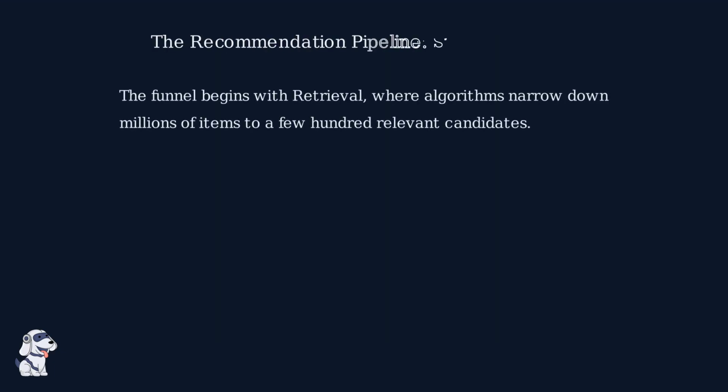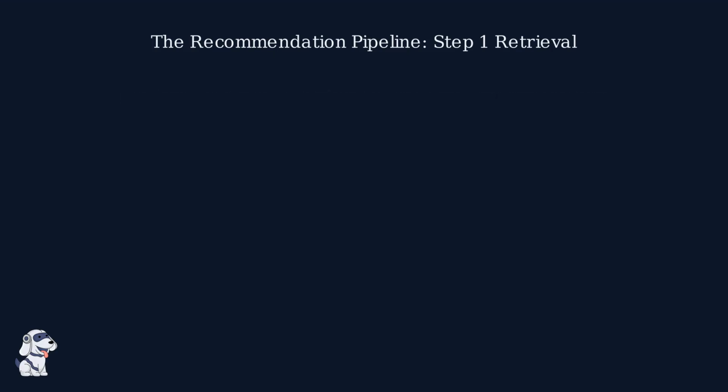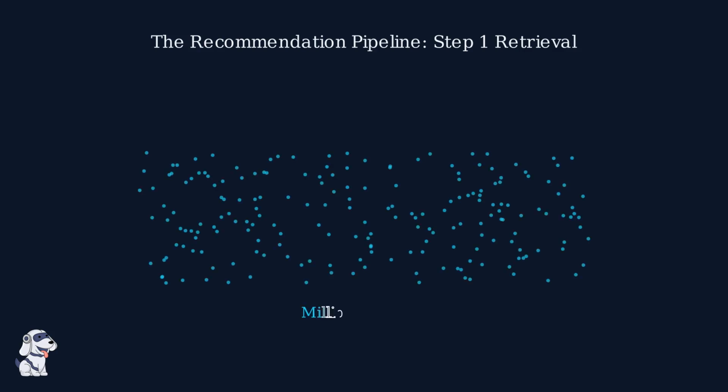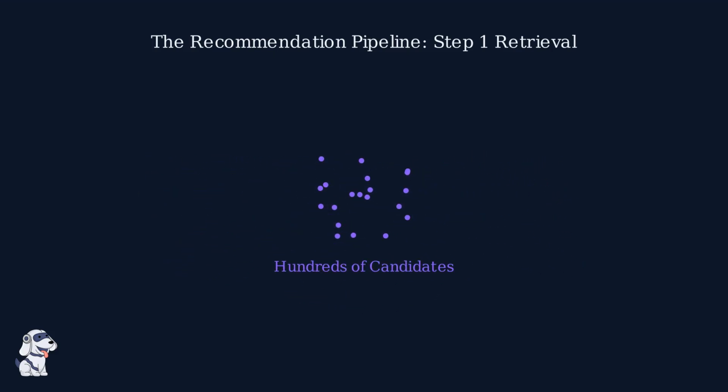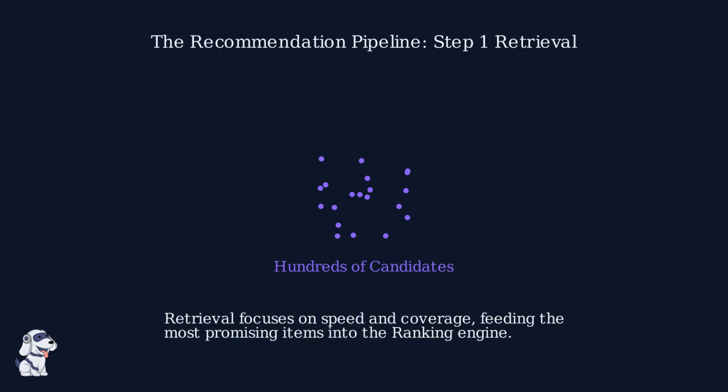The recommendation pipeline starts with retrieval. This initial step is designed for extreme efficiency, narrowing down millions of potential items to a few hundred relevant candidates using fast search techniques. By utilizing approximate nearest neighbor searches, the system quickly discards irrelevant data, ensuring the process remains performant even with massive scale. This phase prioritizes speed and broad coverage. Once the initial candidates are identified, they are passed along for more intensive processing in the ranking stage.